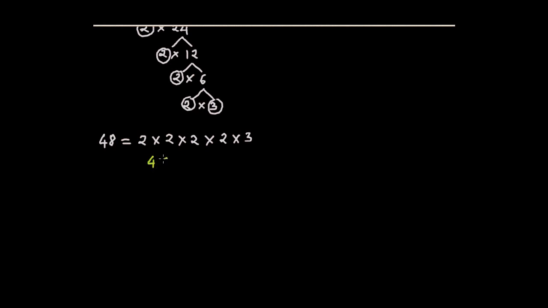Suppose 45. Now 45 is not an even number, so 45 is not divisible by 2, so I'm considering the next prime number, 3. So I can write 45 as 3 times 15. Again 15 is not an even number, so I'll divide it by 3, so I can write 3 times 5. So the factors of 45 are 3, 3 and this 5. So I can write 45 as 3 times 3 times 5.